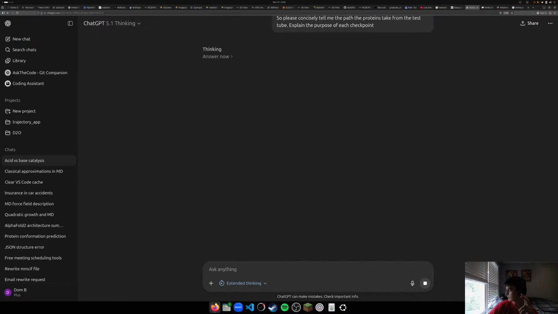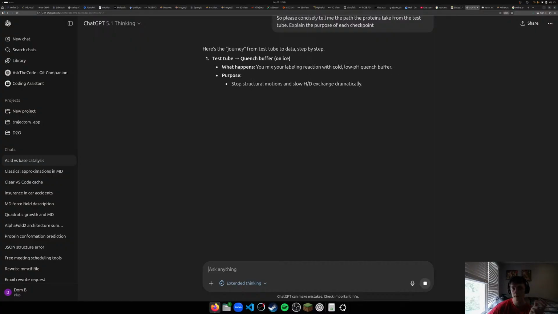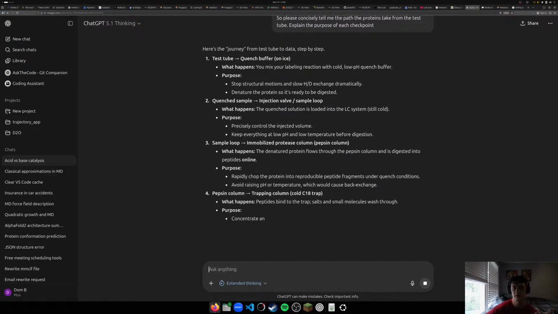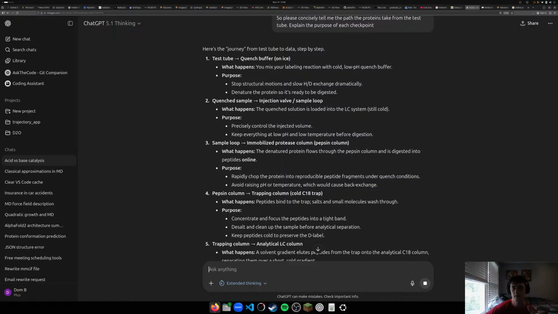So I think the protein gets quenched with acid. So that's a column itself, I think. Okay, so now it's a quench buffer. Test tube to quench buffer on ice. You mix the labeling reaction with cold quench buffer, and this denatures the protein as well. The denatured protein goes through the pepsin column and is digested into peptides online.